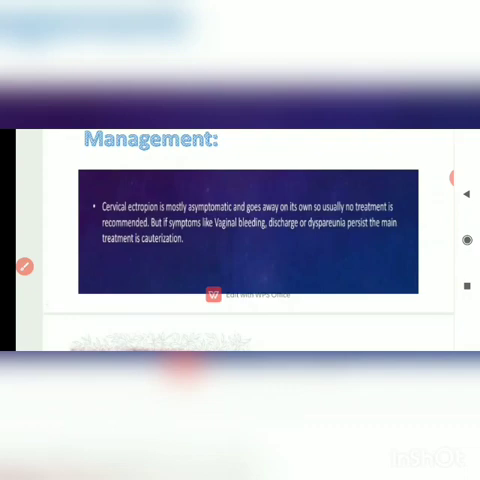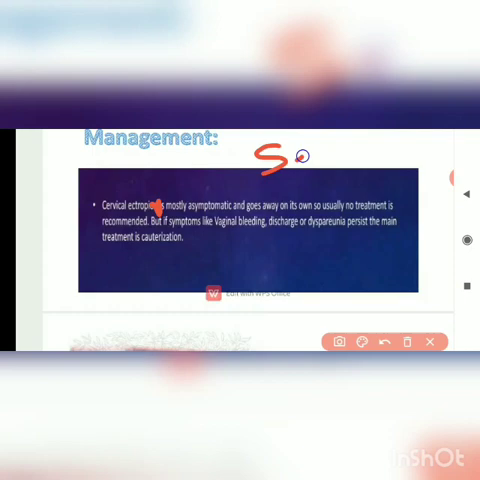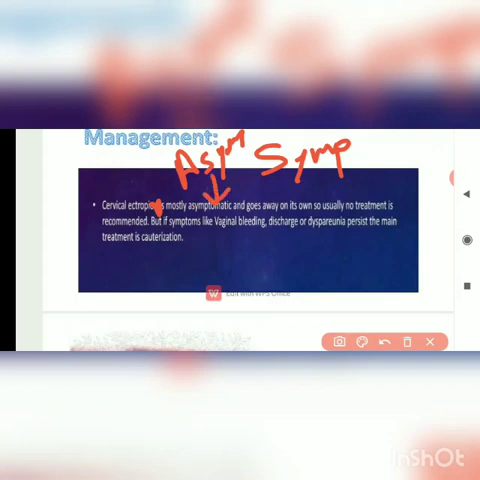Now what is the management? If there is no symptom, no management is done. It is ectopy, okay? So management will again divide into two groups, symptomatic and asymptomatic, okay? If asymptomatic, no treatment is required, no active intervention is required. If it is symptomatic, then we should treat, okay?